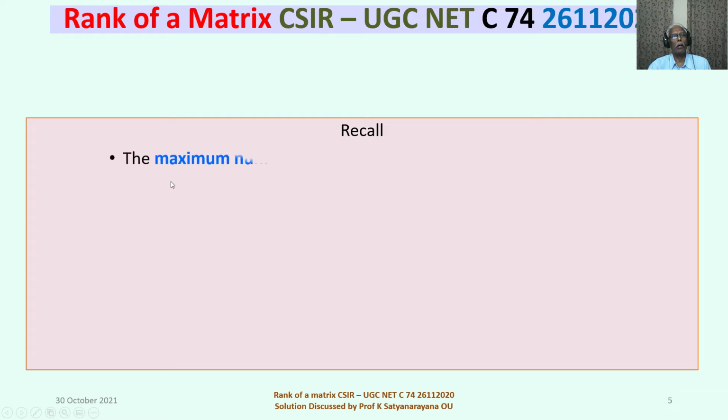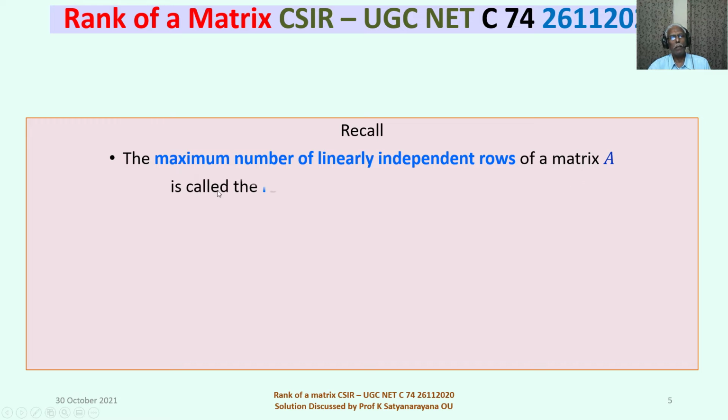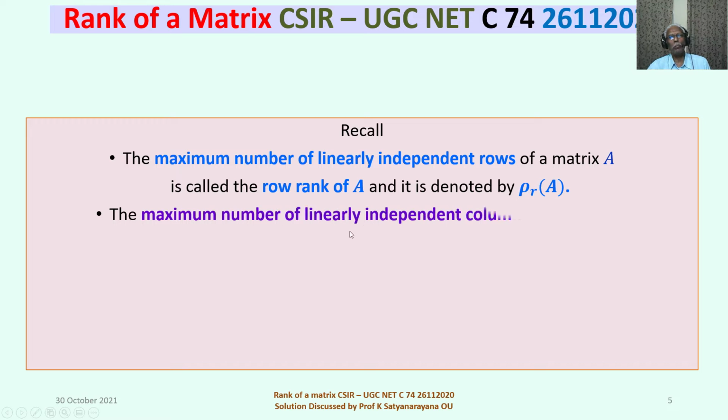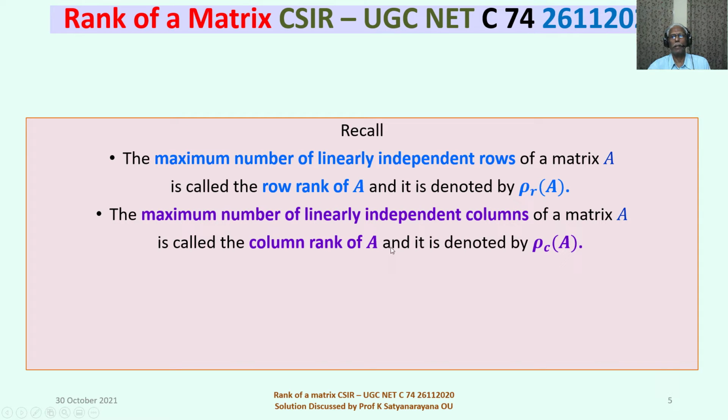Before discussing the solution of the problem, let us recall the following definitions. The maximum number of linearly independent rows of a matrix A is called the row rank of A, and it is denoted by row suffix R of A. The maximum number of linearly independent columns of a matrix A is called the column rank of A, and it is denoted by row suffix C of A.